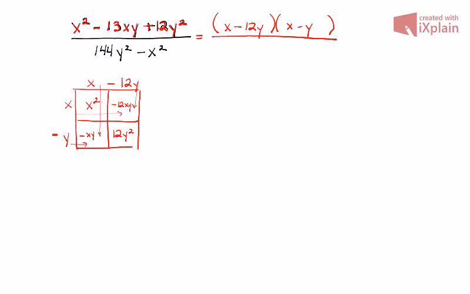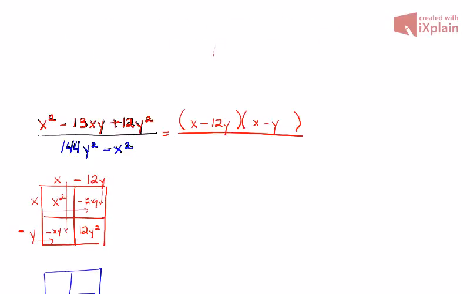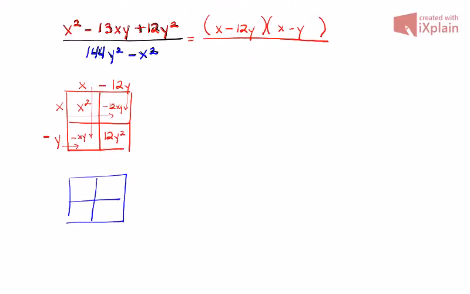Okay. So now let's move to the denominator, which I'm highlighting in blue. If we try to break this down into a product of two binomials, this looks like a difference of squares. Notice that 144 is 12 times 12, y squared is y times y, and x squared is x times x. So we can quickly demonstrate that in the box method. 144y squared would be 12y times 12y. Negative x squared would be a plus x and a minus x.